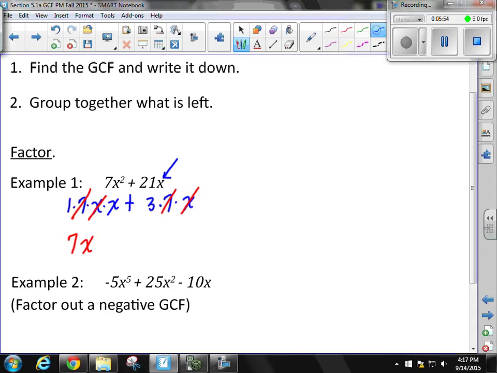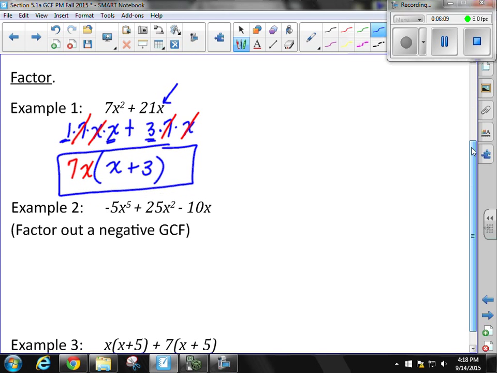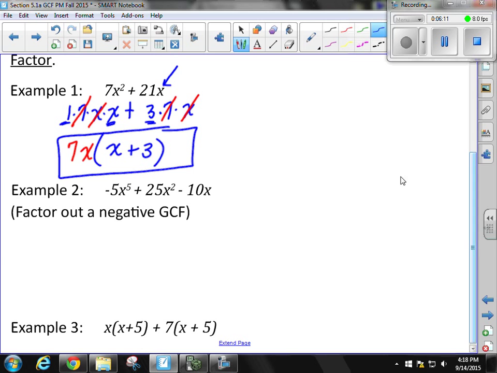7x. And in parentheses, I write down what's left. 1 times x is x, plus 3. And now my expression is factored. You want to make sure the only place you have a plus or a minus sign is inside your parentheses.